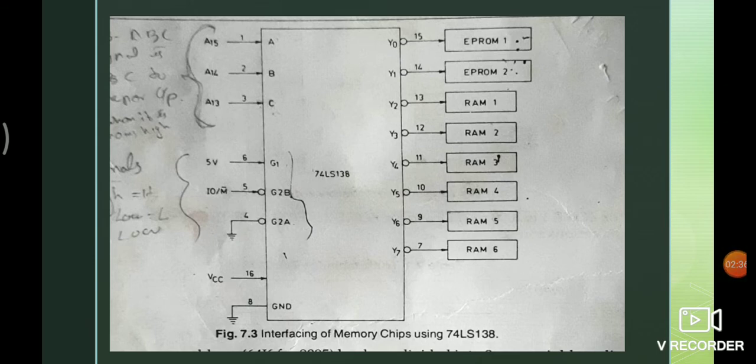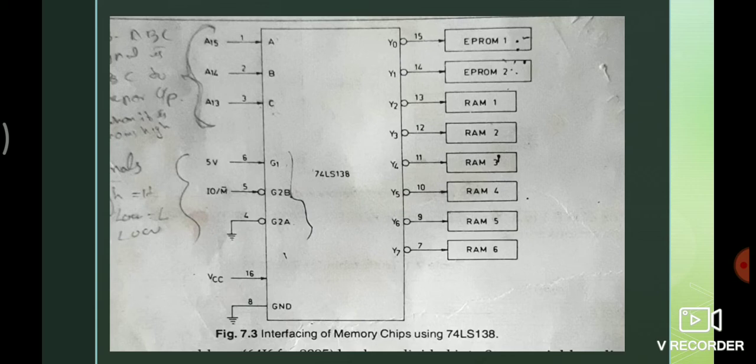Now this figure shows the interface of memory chips through the 74LS138. Here G1, G2A, G2B are enable signals. G1 is an active high input signal, and G2A and G2B are active low input signals. So to enable the 74LS138, G1 should be high and G2A and G2B should be low. And A, B, C are the 3 input select lines. So we have to apply proper logic to these select lines so that we can select the corresponding outputs. By applying the proper logic to the select lines, any one of the outputs can be selected.